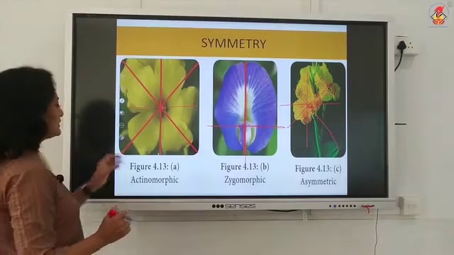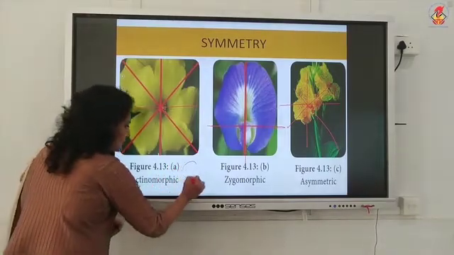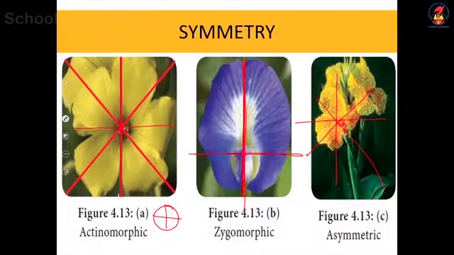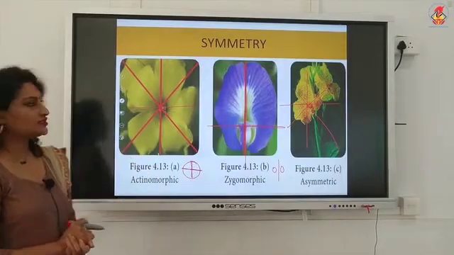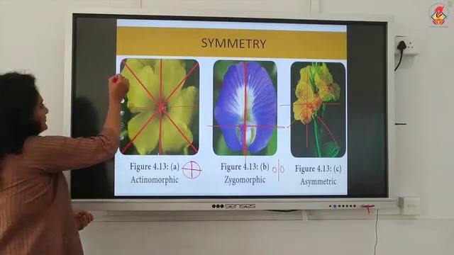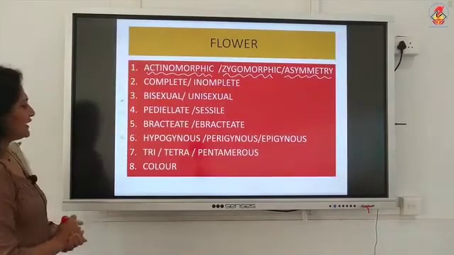Now, the representation, the symbolic representation, when we deal with the families, we have to finally end with the floral formula. The representation of actinomorphic is a circle with a cross inside, indicating that we get equal halves when cutting through any plane running through the center. Zygomorphic is indicated like this. Equal halves when cut through one plane, and asymmetry not mentioned because it's not there in your syllabus. The three families, either they are zygomorphic or actinomorphic. Next, going back to the previous slide.